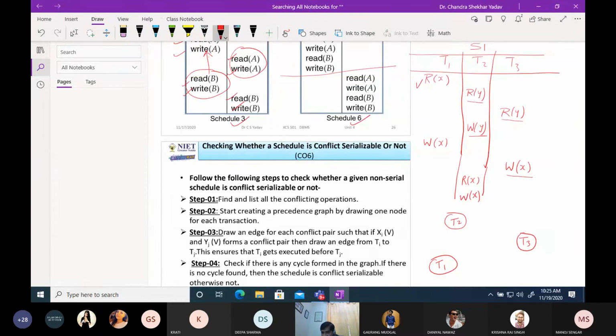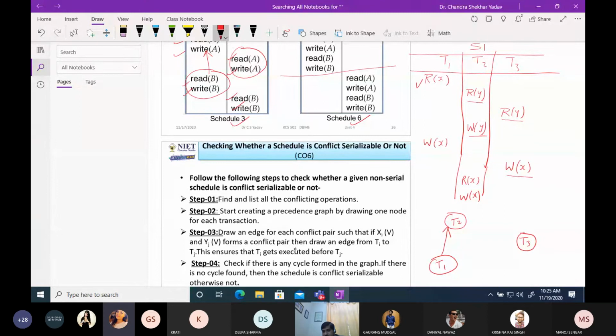Conflicting. This is conflicting. Why? Because T1 performs read operations on the same data item before T3 performs write operations on X. So we will draw an edge from T1 to T2. Did you get it?